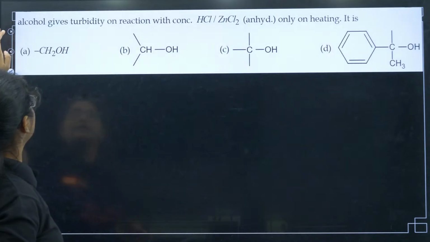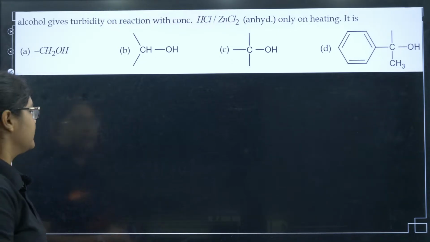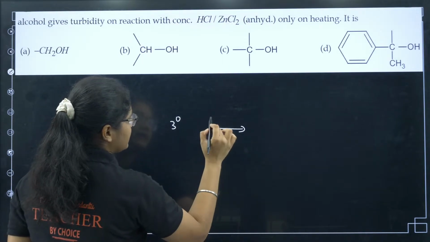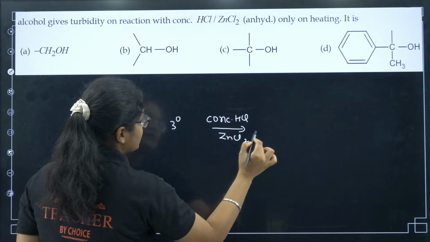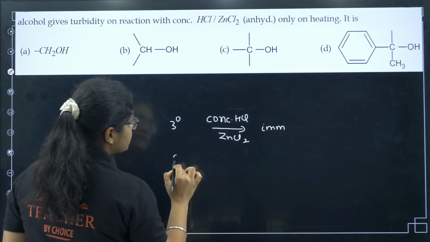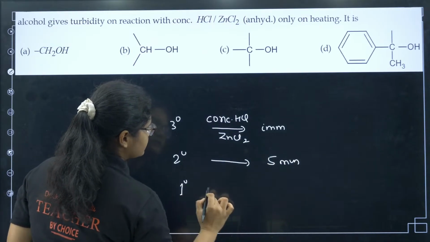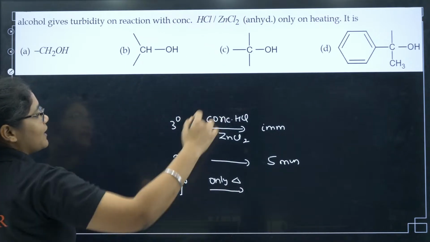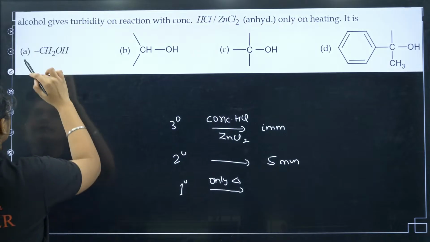Yes. Next, alcohol that gives turbidity on reaction with concentrated HCl and ZnCl2 only on heating. So here if you remember, if I have a tertiary alcohol and I react it with concentrated HCl and ZnCl2, the reaction will happen immediately. Secondary alcohols will take 5 minutes, and primary alcohols will react only on heating. So which is a primary alcohol that will react only on heating? Yes, that is option number A here.